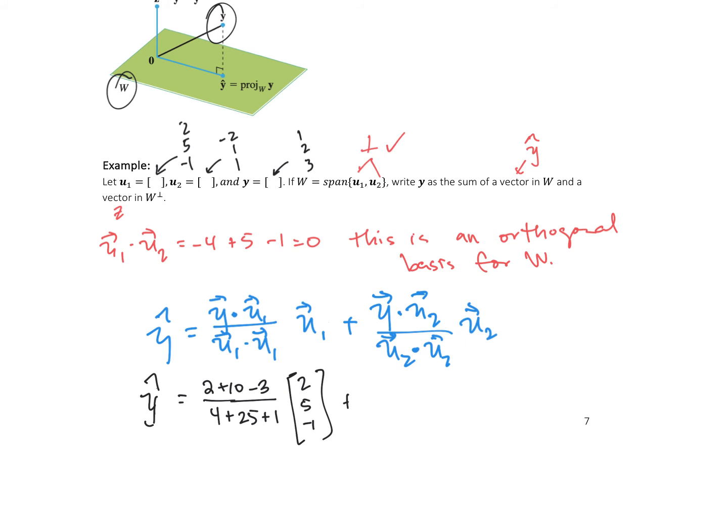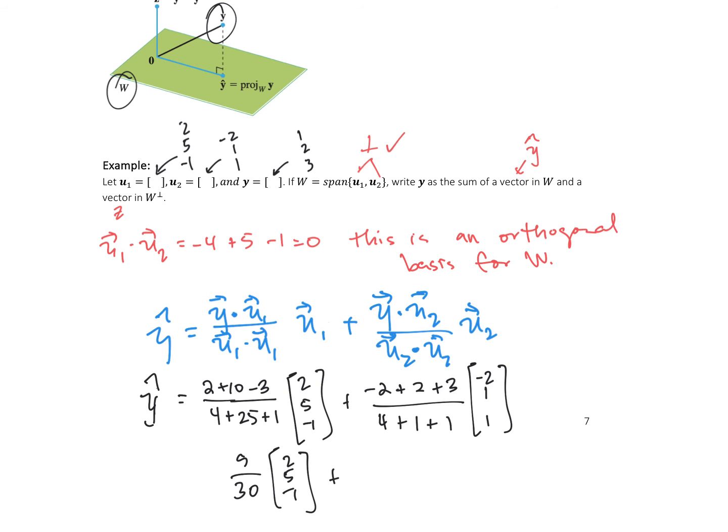Okay, y dotted with u2. So now we have 1 times -2 is -2, 1 times 2 is 2, 1 times 3 is 3, over 4 plus 1 plus 1. Again, I'm squaring each of the components of u2 in order to get my dot product for u and u. And this is going to be multiplied by the -2, 1, 1 vector. All right, so 12, 10, 9. So it's 9 over 30 times the vector 2, 5, -1.